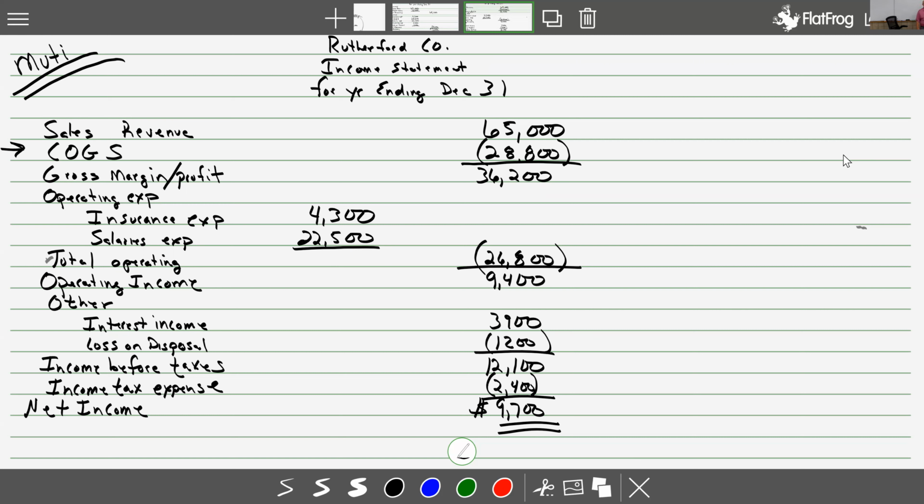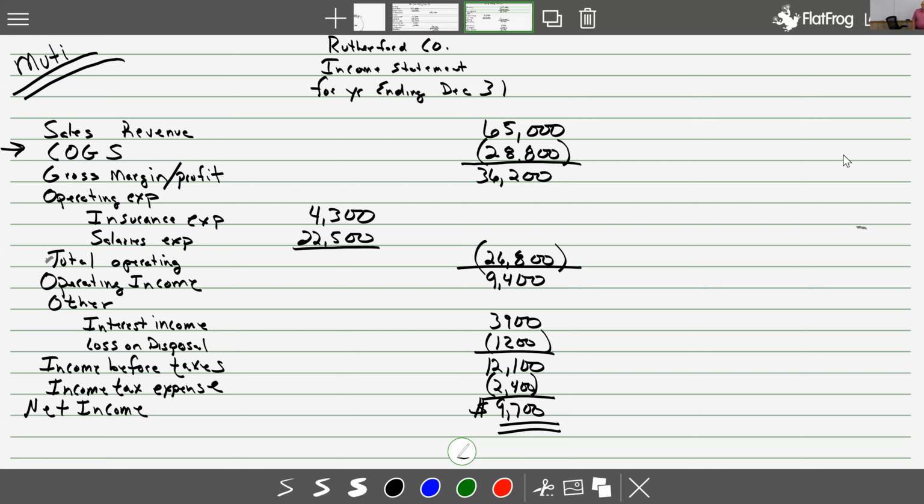Interest income, we're not always going to have that. Okay, that's why it's broken down into the other. And we're not also going to have a loss on disposal of equipment. These are things that are peripheral that don't happen all the time. That's why they go into the other. Gets us our income before taxes. Then we take out our income tax expense to finally get to our net income.